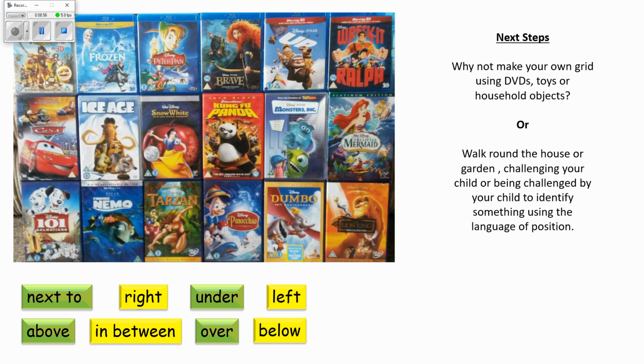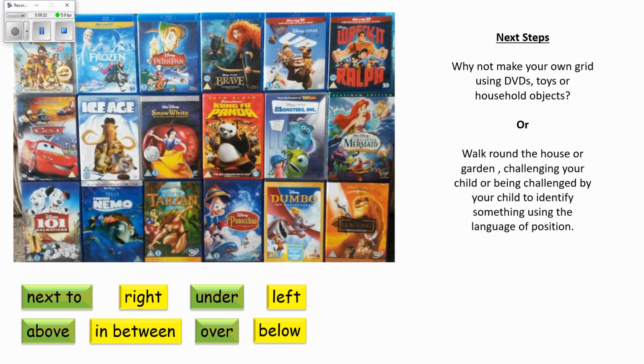Well, I'm sure you had great fun doing that, but there's nothing to prevent you from carrying on with this maybe later in the day. You could make your own grid using DVDs, toys, household objects, anything really that takes your fancy. Or perhaps you fancy a bit more exercise, in which case you can walk around the house or garden challenging your child or being challenged by your child to identify something using the language of position.